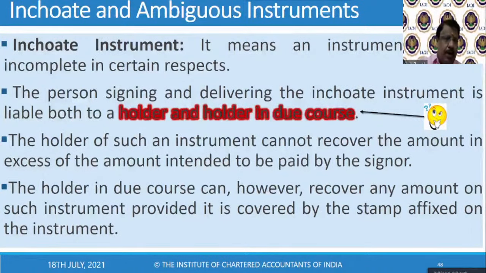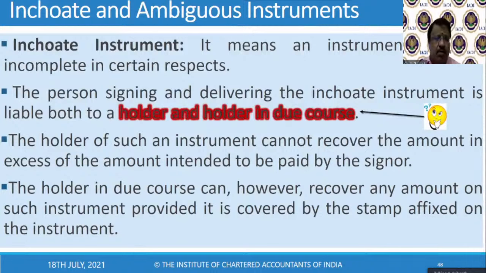Okay, now comes the point. If it's an inchoate instrument, the holder of such an instrument cannot recover the amount in excess of the amount intended to be paid by the signer. Be careful. So who is the holder? Technically, it's the Life Insurance Corporation. Okay, and I owe them the premium, nothing more than that. And they can only recover that. But a holder in due course can recover any amount of such instrument.